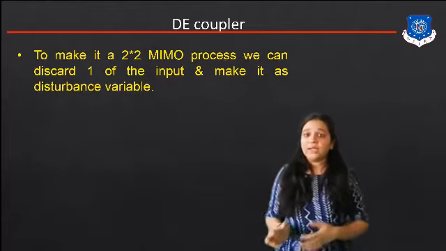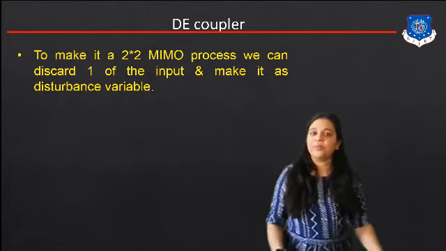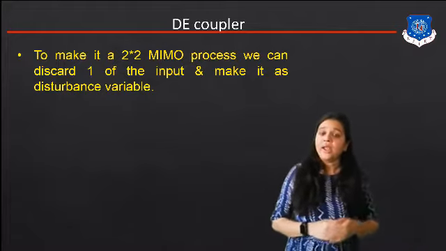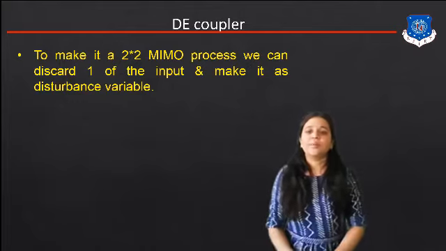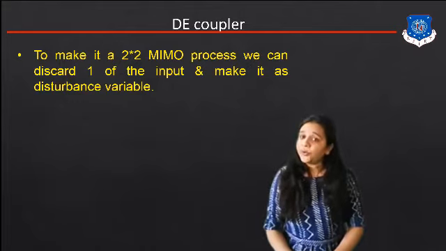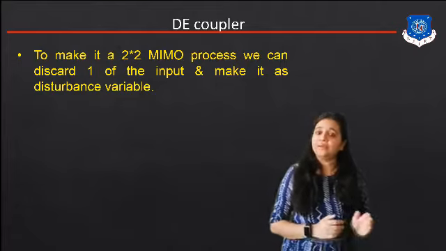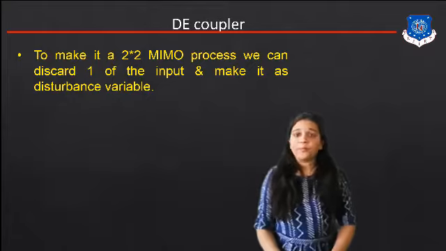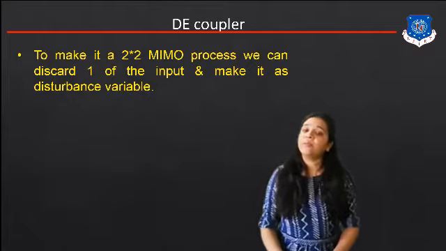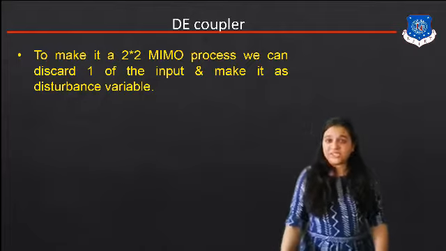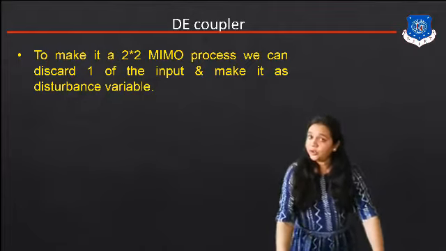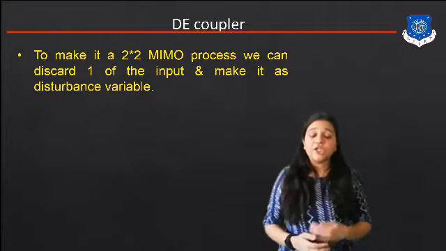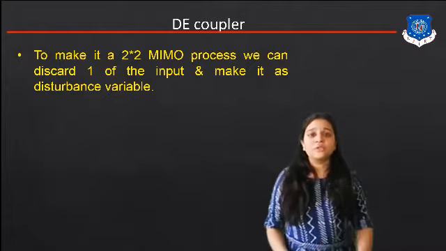Now to make it a 2 cross 2 MIMO process, we can discard one of the inputs and make it a disturbance variable. So here 3 inputs are given: u1, u2 and u3. As we studied in the MIMO process, there are different types of MIMO process. If we want to make it a 2 cross 2 MIMO process, we can discard one of the inputs and make it a disturbance variable. But which input will be discarded, that we have to study in the decoupler.